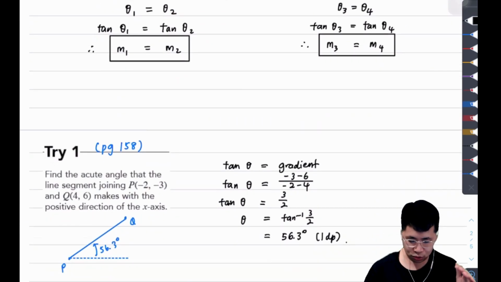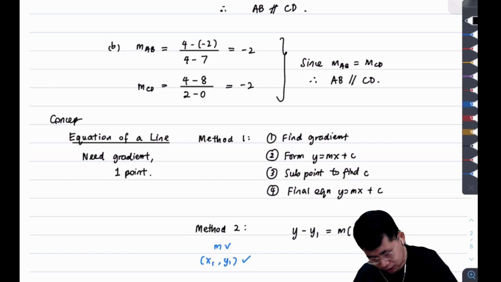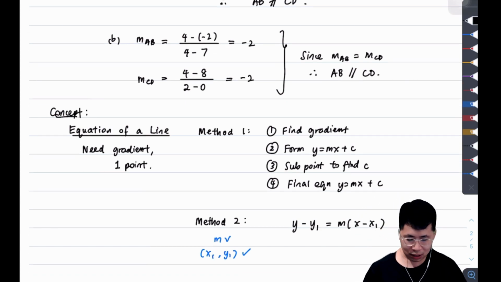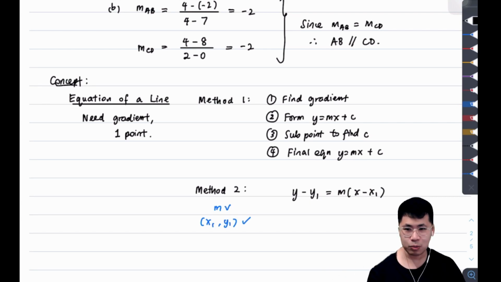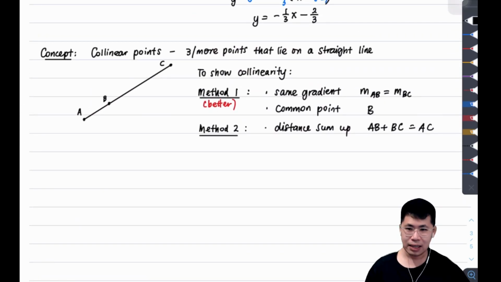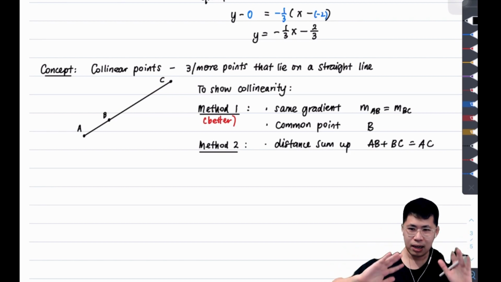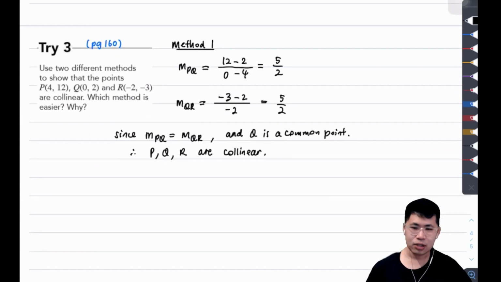With that, I went through 2 more concepts. First concept, equation of a line, where we explore the alternative equation of the line. Method 1 is our standard method: find the gradient, y equals mx plus c, substitute the point, get the final equation. Method 2 is to use a new formula: y minus y1 equals m times x minus x1, where we need the gradient and 1 point. Next, we also looked at collinear: when 3 or more points are on a straight line, you need the same gradient and to state the common point in your explanation, like in this question.